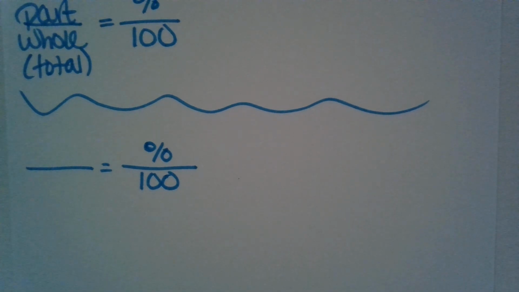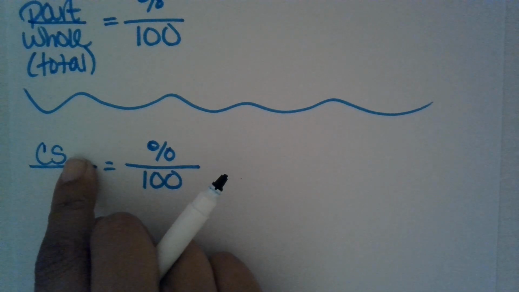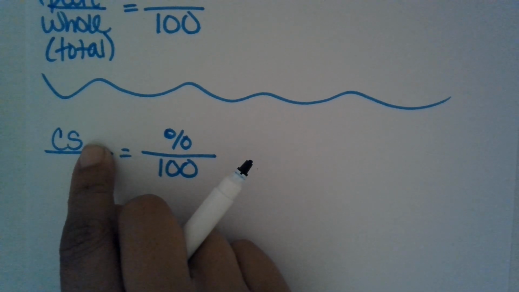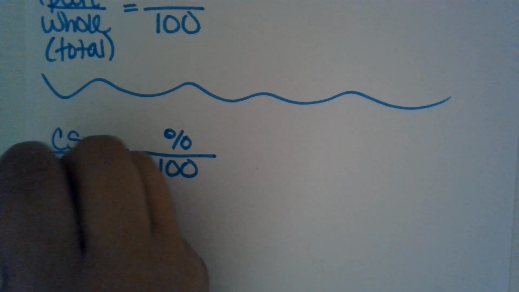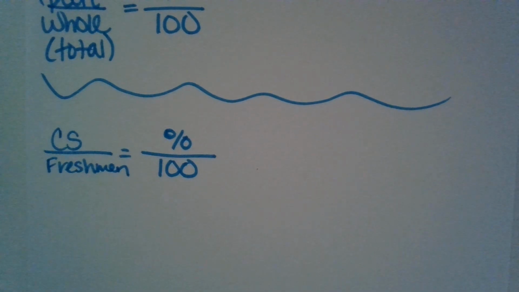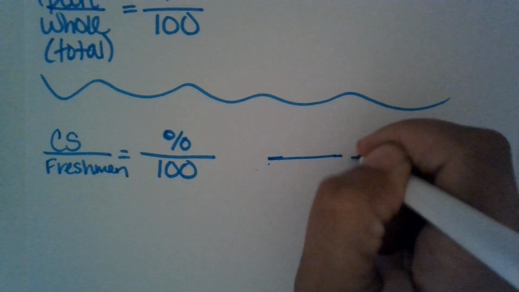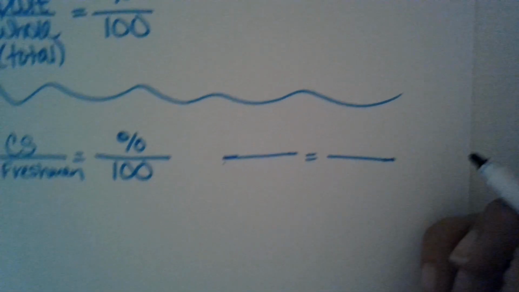3% of the university's freshman class are majoring in computer science. So you have to understand, the students that are majoring in computer science, that's part of the freshman class. So the freshman class should be the total. So I'm going to write it out now using the numbers we know.